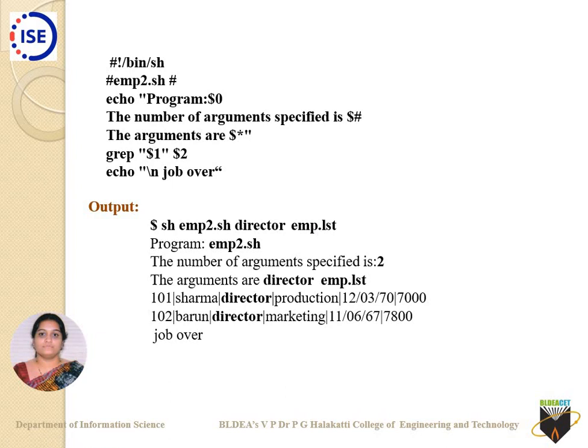How many command line arguments are there? 2. What is the $* value? The entire command line arguments are held in the form of a string and the same will be displayed. grep $1: what is the value of $1 here? director. Director will be searched from which file? From the file called $2. What is $2 holding? $2 is holding emp.lst. So this is how the output of this shell script will be displayed on the screen.